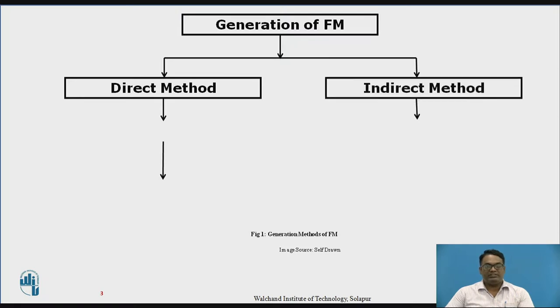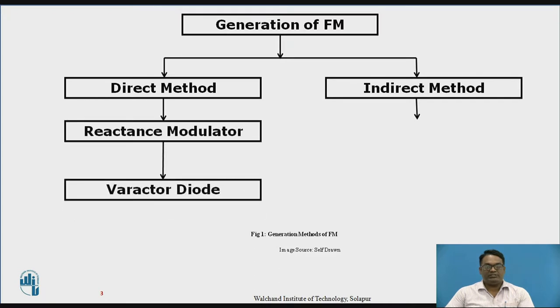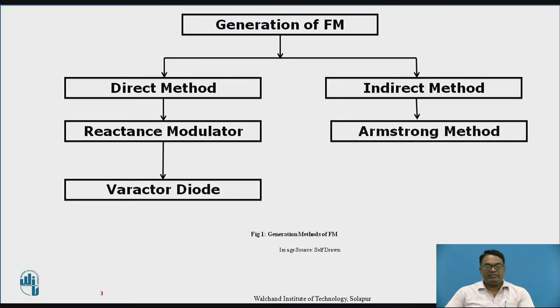First one is the direct method. Second one is the indirect method. The direct method includes the reactance modulator and varactor diode method, whereas the indirect method includes Armstrong's generation method.